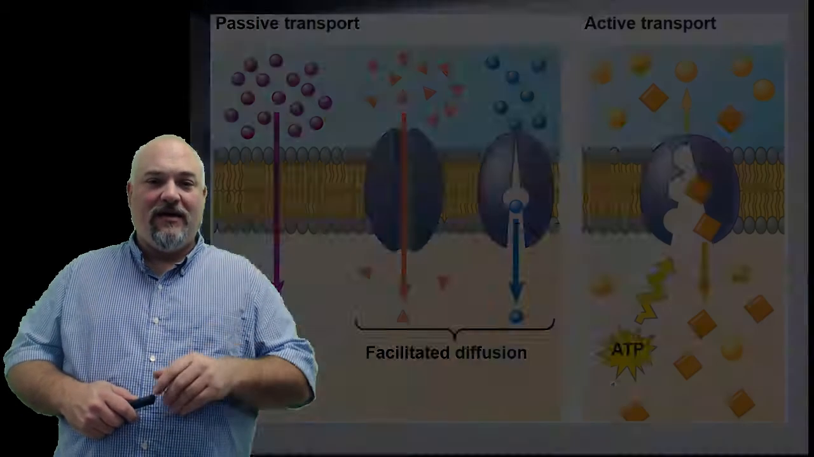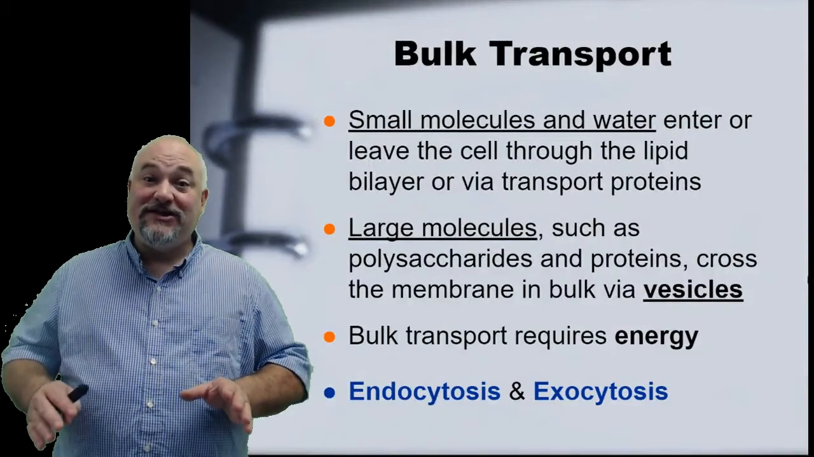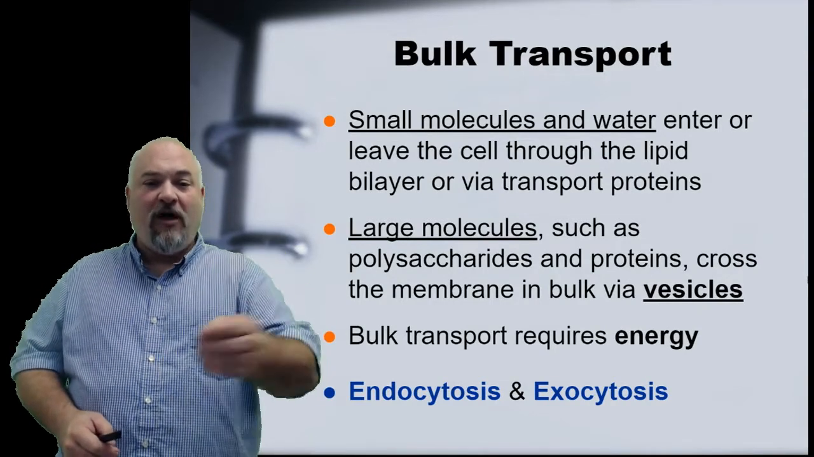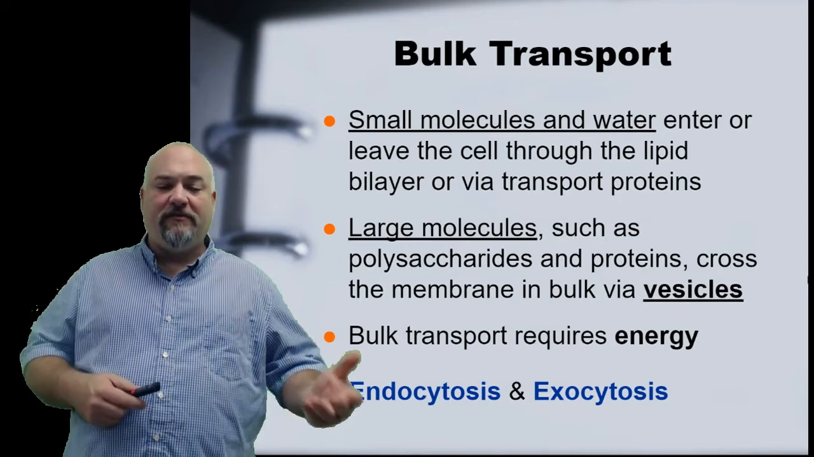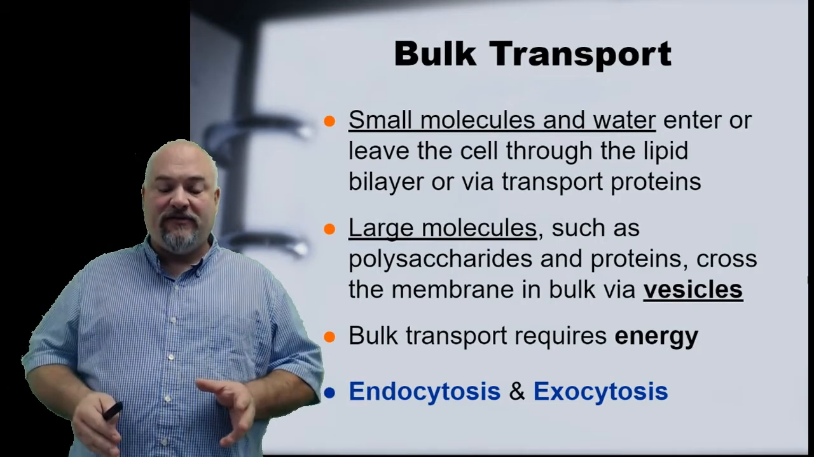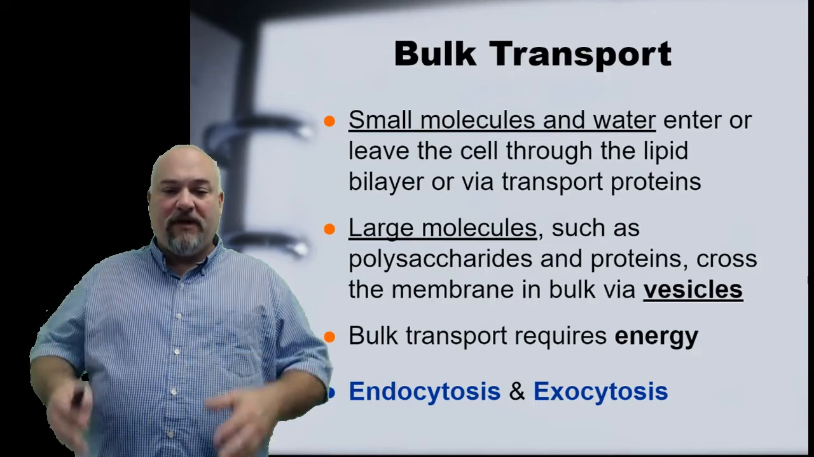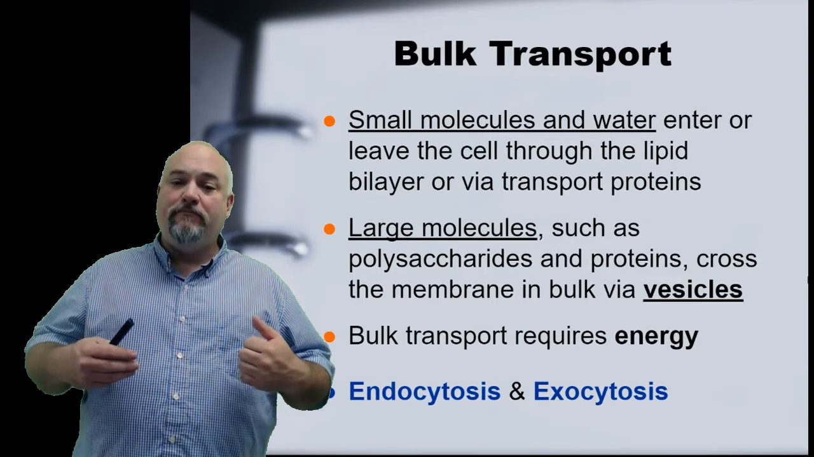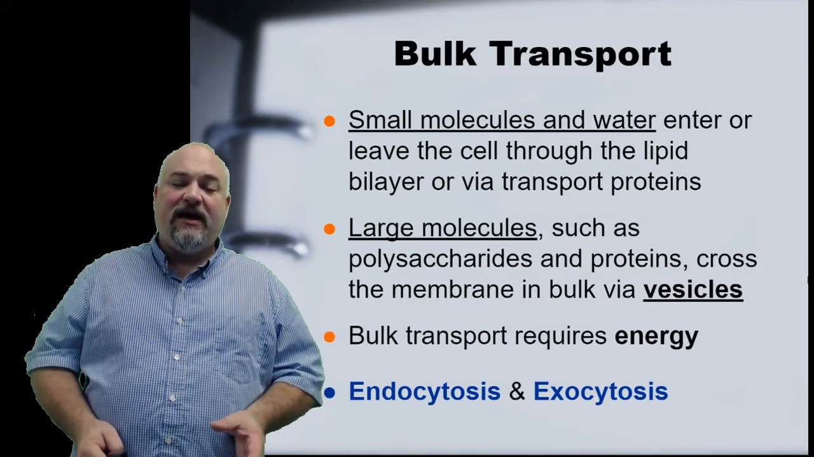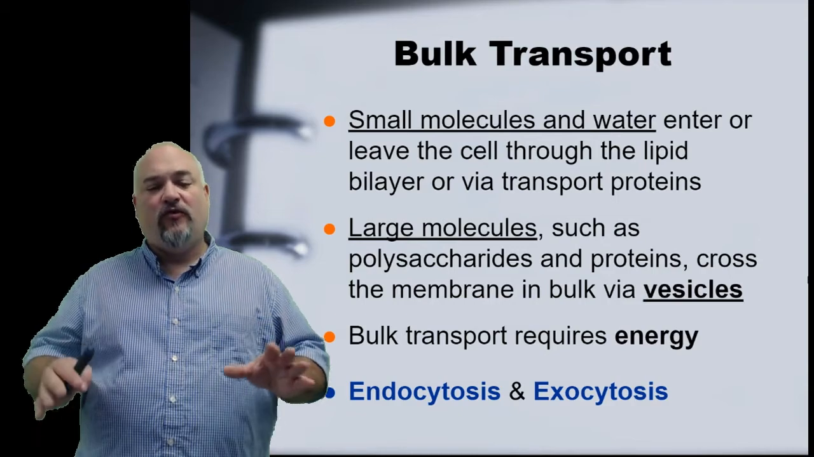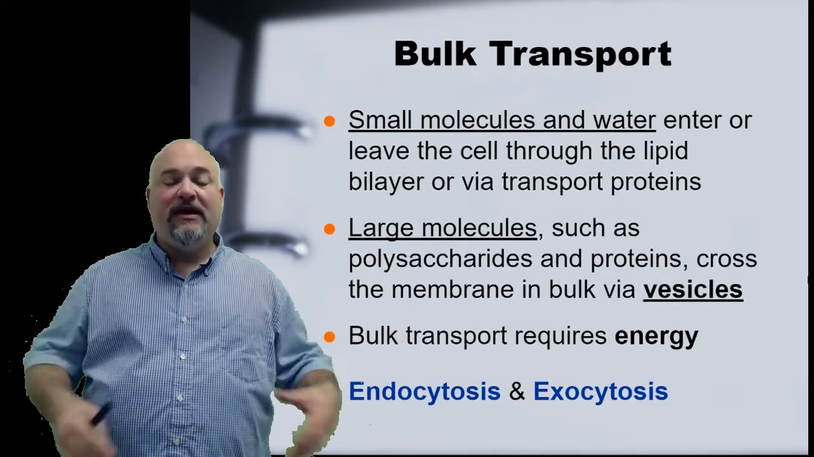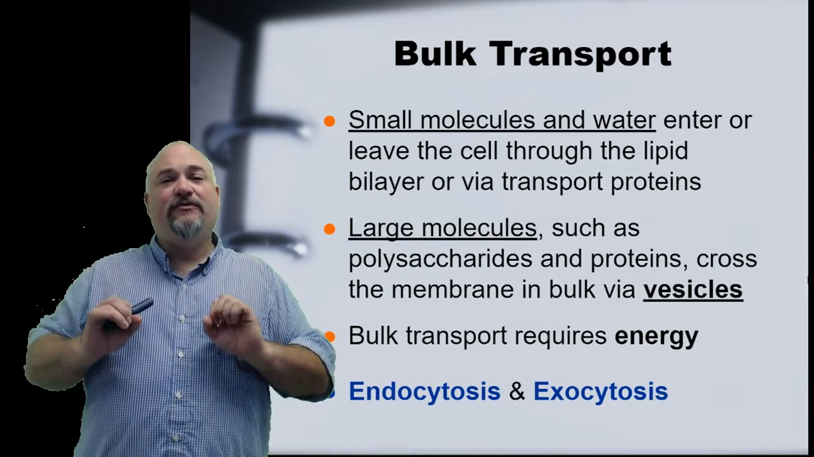Okay, what we haven't talked about yet is things that are too big for these protein channels and these protein pumps to move. Okay, small molecules and water enter or leave the cell through the lipid bilayer or via transport proteins, including active transport ones. Large molecules, such as polysaccharides and big proteins, cross the membrane via vesicles in something we call bulk transport. But that requires energy, and those two forms of bulk transport, the main two forms, are endocytosis and exocytosis. Cytosis means cell movement, endo means bringing things in, exo means moving things out.